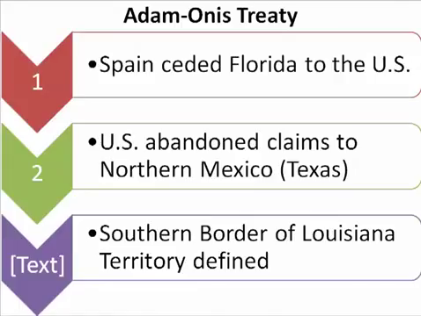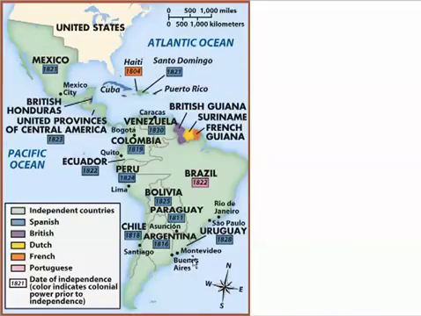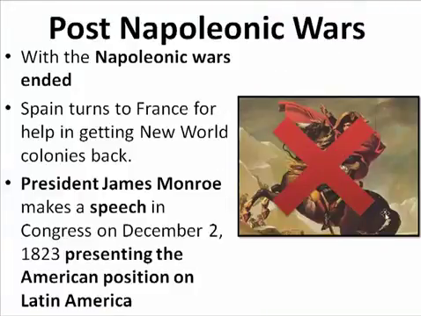In the Adams-Onis Treaty we discussed earlier, there were three agreements between the United States and Spain. Spain cedes Florida to the United States, the U.S. abandons claims to northern Mexico and Texas, and the southern border of Louisiana Territory was defined, as we saw. And then right after that, Spain loses all its holdings, because Mexico and all these other former Spanish colonies rebel, have a revolution in Mexico, Central America, and South America, and become independent nations. Now, after the Napoleonic Wars, Napoleon is put down, and he goes to the island of Elba. He's eventually poisoned and dies there.